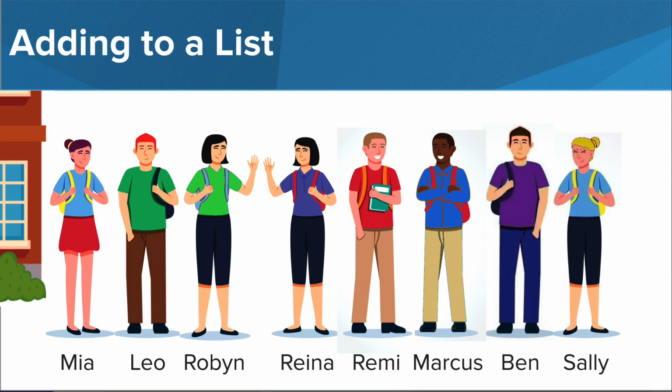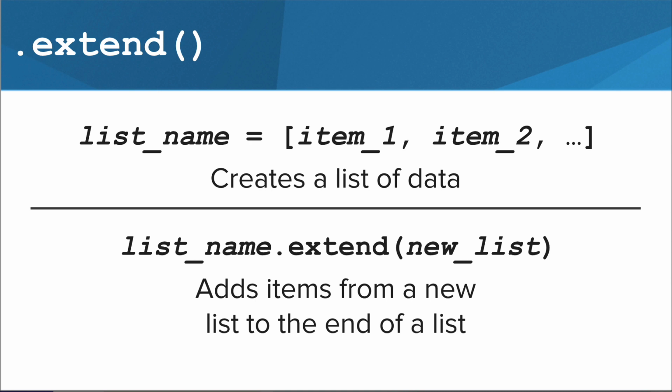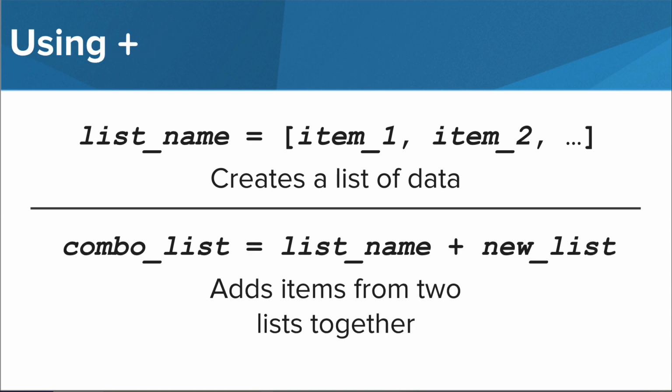But now Ben and Sally see the line forming and join the end. We know that we could use the append method to add Ben and then use it again to add Sally, just how we added Marcus previously. But is there a way we can add both of these students at the same time? Yes, the extend method allows us to add items from one list to another. We use this method just like the append method, except instead of giving just one value in the parentheses, we give a list as an argument. We can also use the plus operator to add 2 lists together.